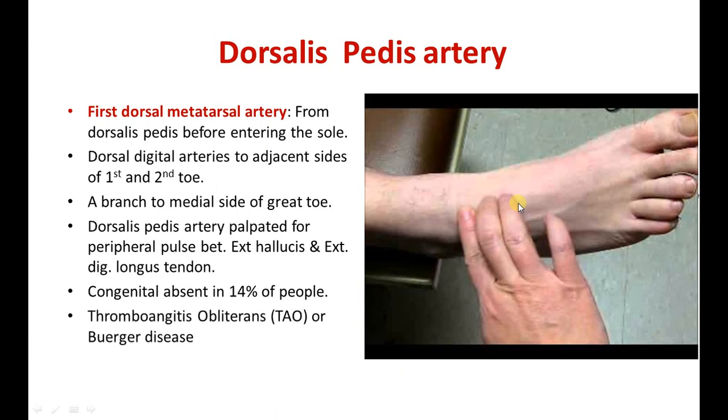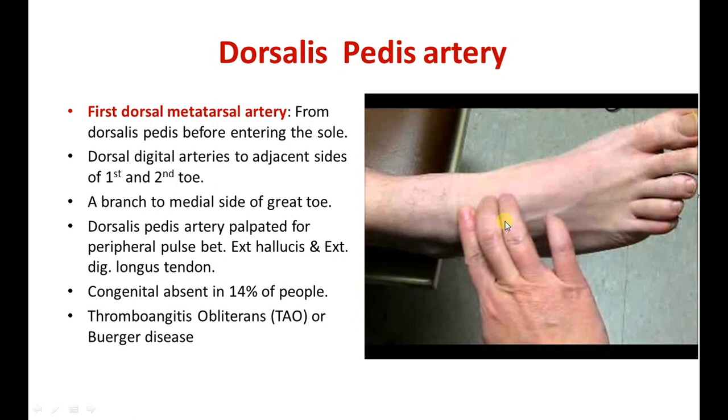Thromboangiitis obliterans, or Buerger's disease, is actually inflammation of these arteries and veins. It is a disease affecting the arteries and veins, and it also commonly affects these arteries. When the arteries get inflamed, naturally blood clots will be formed. It will interfere with the blood supply, and you might find the skin turning bluish to black, and finally gangrene will be formed.